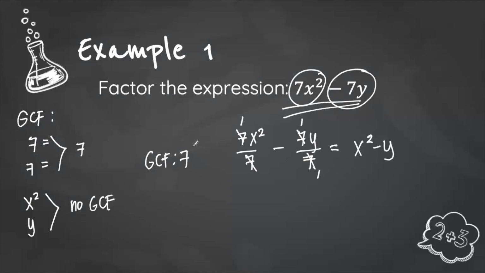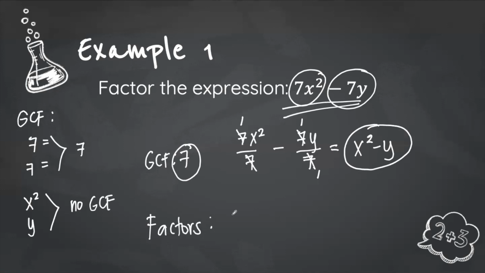Remember, the GCF of the polynomial is our first factor. And the quotient, once we divide the GCF with our polynomial, is the second factor. So, the factors of our polynomial are 7 and x squared minus y.